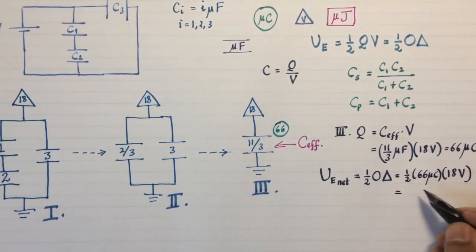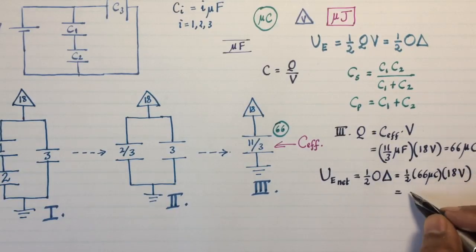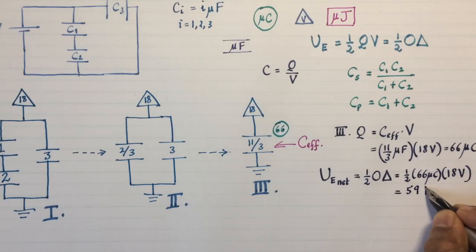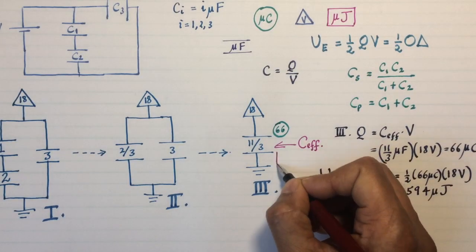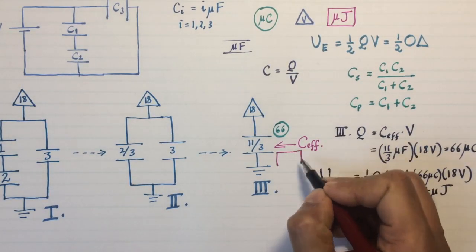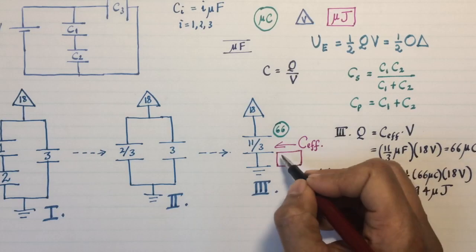Well, that's 2 9s are 18, and 66 times 9 is 594. I'm not trying to impress you. I worked these numbers beforehand. So that's 594 microjoules. I can put that here because my symbol for total energy stored is a square box.